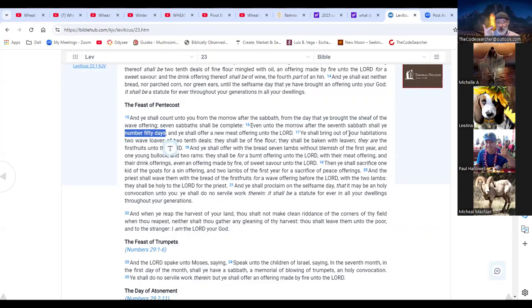So the first 7 weeks, we're only counting Sabbaths. Sabbath 1, Sabbath 2, Sabbath 3, Sabbath 4, Sabbath 5, 6, and 7. And after the 7th Sabbath, the next day, we number 50 days. 1, 2, 3, 4, 5, all the way up into Shavuot, folks. That is what the count says. All right. Now, what happens on that time? Ye shall bring out of your habitation 2 wave loaves, 2 tenths, and it should be of fine flour.